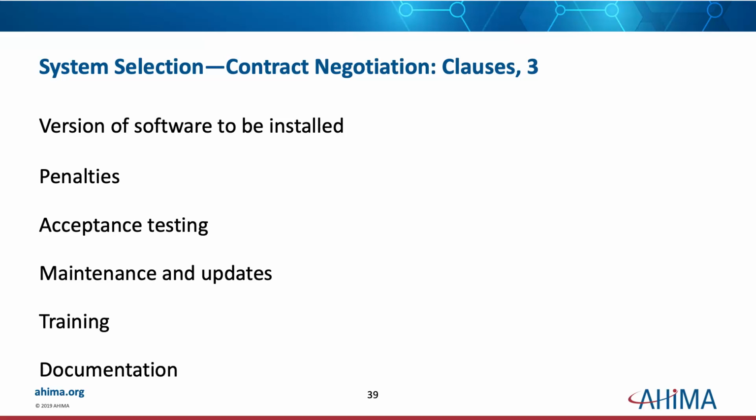What version of software is going to be installed? What are any penalties in the contract if something doesn't happen the way it's supposed to happen or when it's supposed to happen? How do you know it's been accepted? What kind of acceptance testing is there? What about maintenance and updates? What about training? What about documentation? So you have all of that.